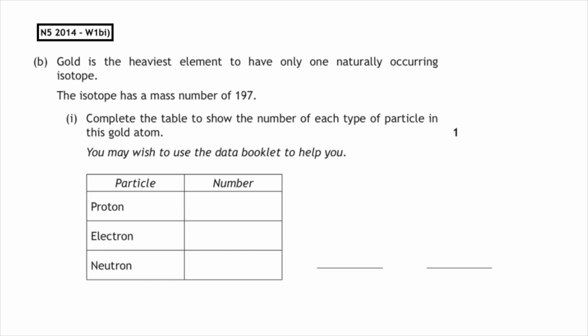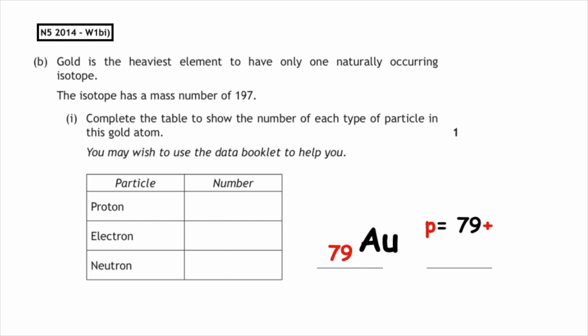This is a past paper question from the National 5, 2014, written 1B part 1. Complete the table to show the number of each type of particle in this gold atom. So we set up our P, E and N. We can see that they want us to look up gold, so the chemical symbol for gold is Au. The position of that in the periodic table is 79, which means we have the same number of protons, so 79 positive, because protons are positively charged.